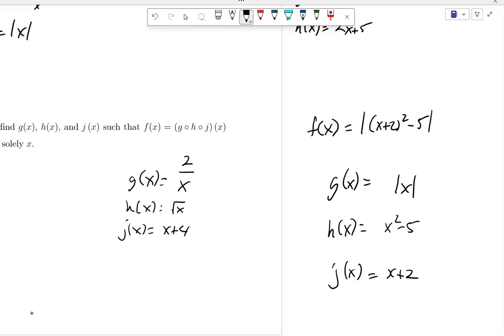So inside out, I see this is inside of squaring, so I made that my inside function. Then I treat that like it's an X, made X squared minus 5 for the next one, and that's all inside the absolute value. Working the other way around, I have the absolute value as my outside. Something squared minus 5 is the next one on the inside, and then finally what's on the inside is the X plus 2. That okay?